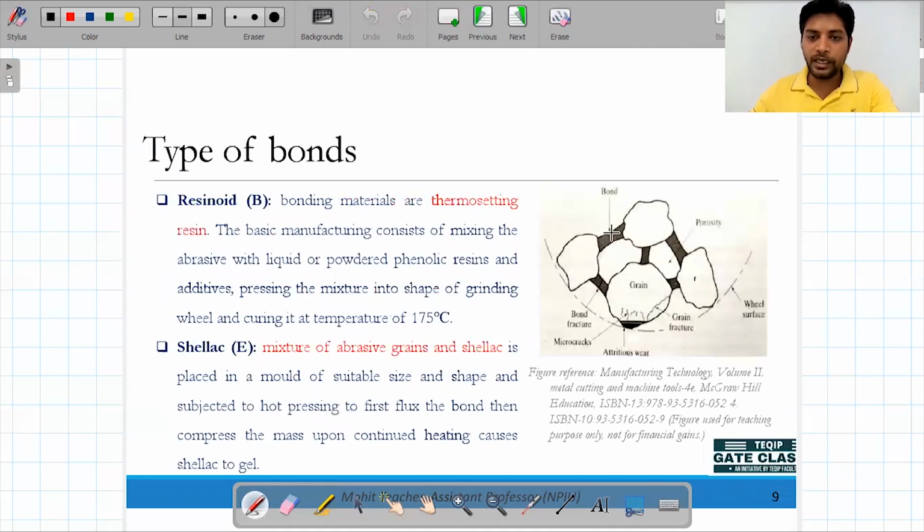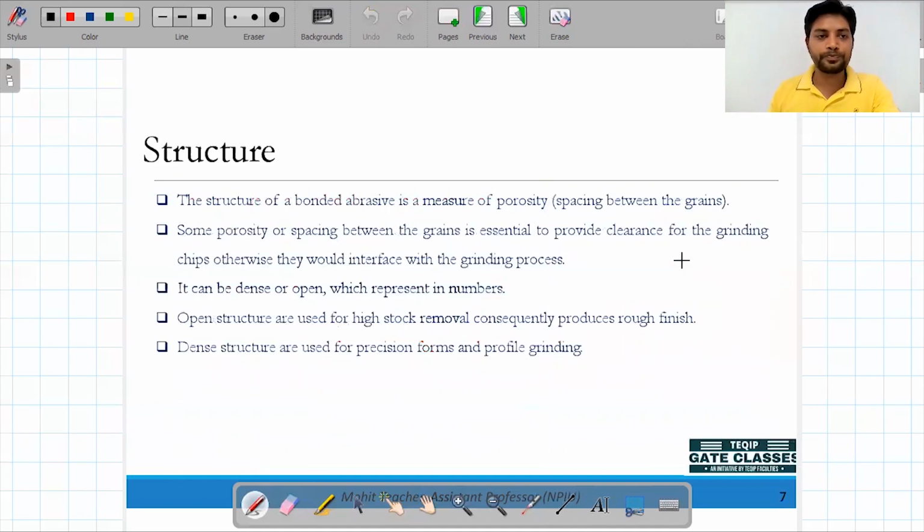Amount means, if you see, these are the grains, and in between there is porosity. This is the blank space. Now this much area is in contact with the grains, or with the bond. So this basically defines how much of the bond is in contact.